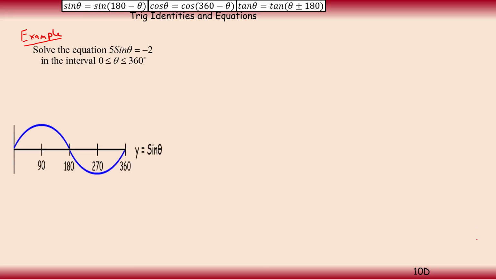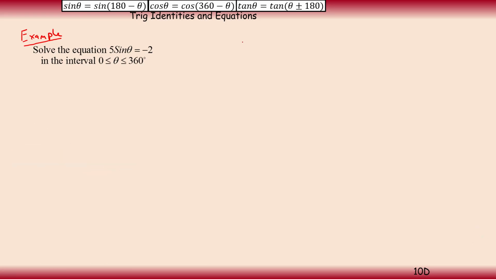You've got 5 sine theta equals minus 2. That means sine of theta is equal to minus 2 divided by 5. It's times on this side, so it's divided on this side. So theta is equal to sine to the minus 1 of minus 2 over 5. You need to plug that into your calculator, and it gives you an answer which is minus 23.6. So theta equals minus 23.6.